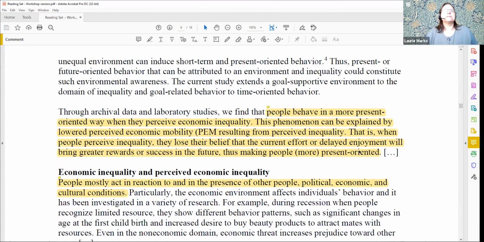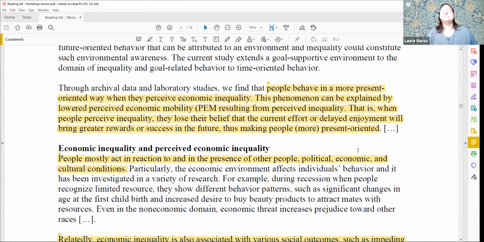So we're going to page 6 now. And here's the research studies and the research that they did.